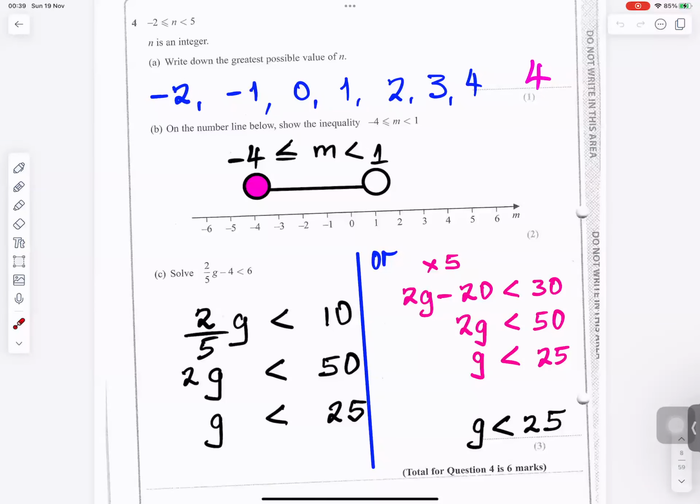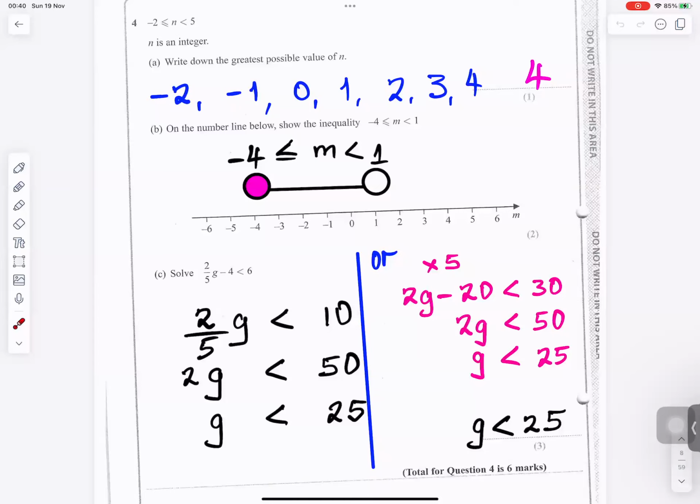Question 4. You start at -2, you end at 5, and n is an integer. Write down the greatest possible value of n. If you list all the numbers, the biggest number is 4. So 4 is the answer. -2 is included because it's less than or equal to. 5 is not included. You end at 4.